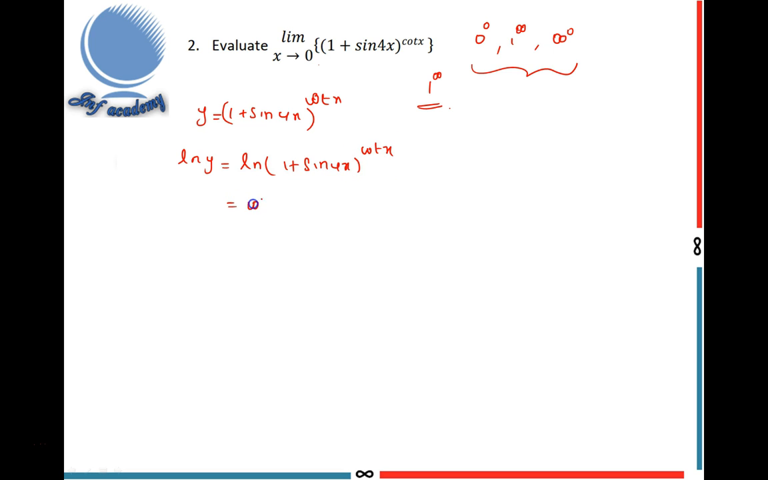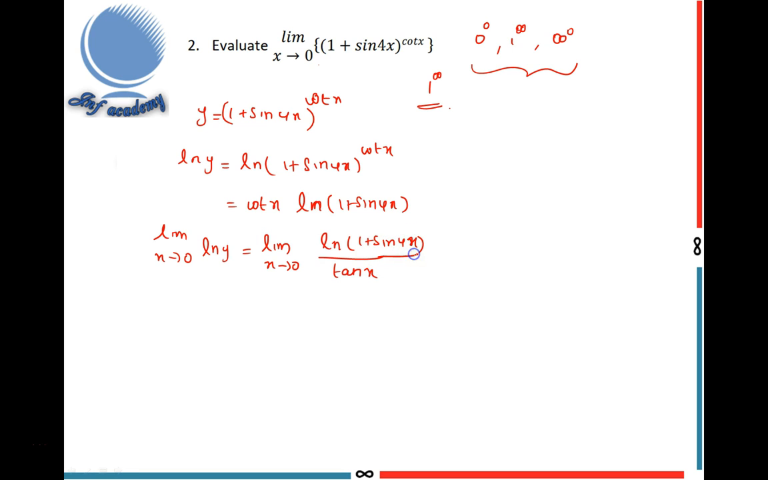By using the logarithmic rule, cot x log of 1 plus sine 4x. Next, I took the limit as x tends to 0, log y equal to the limit as x tends to 0. I can write cot x as 1 by tan x. So, in the denominator I can write tan x, and the numerator log of 1 plus sine 4x. Now I substitute the limit value: sine 0 is 0, log 1 is 0 and tan 0 is 0. Finally I got 0 by 0 form.